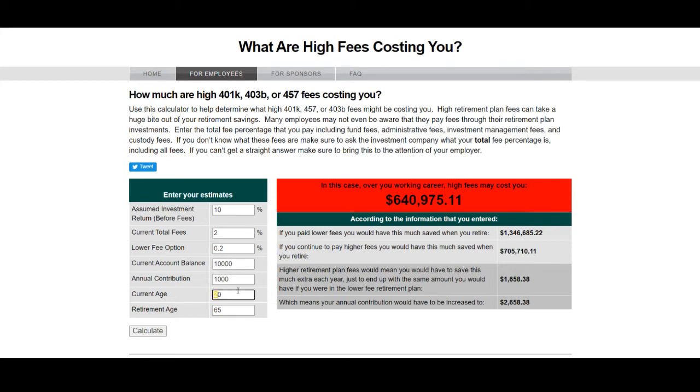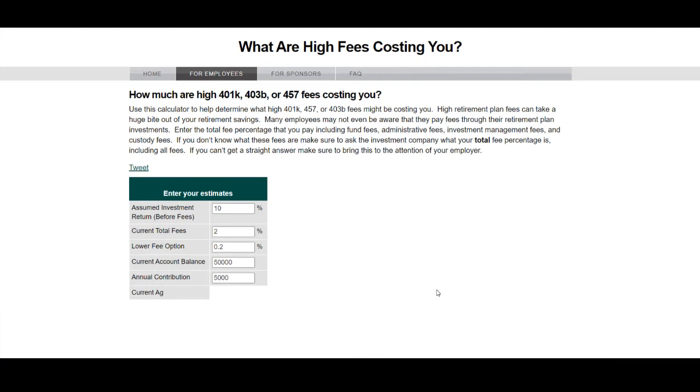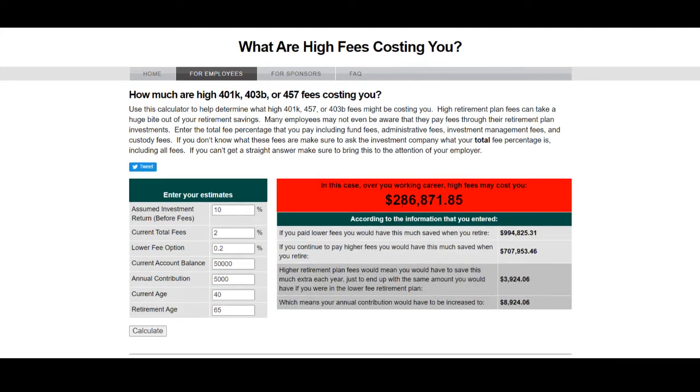Let's try if you're a little bit older. Maybe you're 40 now, you want to retire at 65, maybe you have $50,000 in your account and you can afford to put $5,000 in a year. Let's check it out. You're still going to save $286,000. At 2%, you're going to retire with $700,000 in the bank. At 0.2%, you're going to retire with $1 million in the bank.